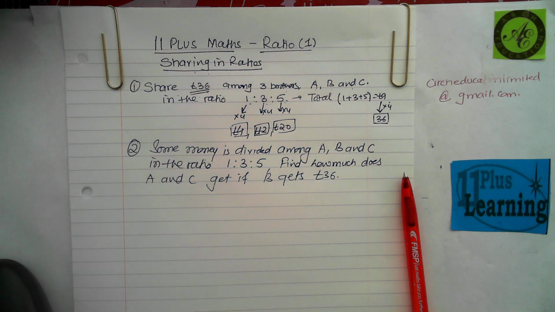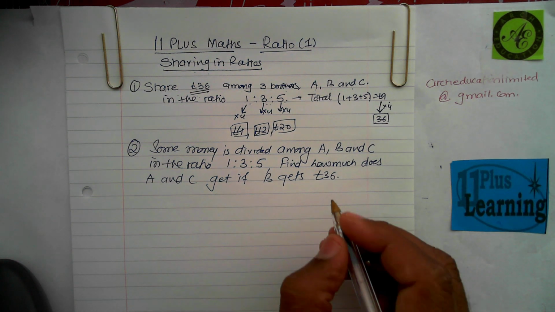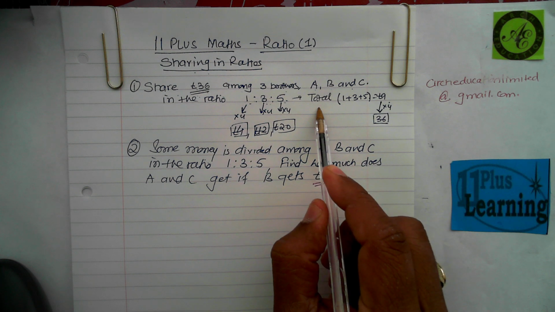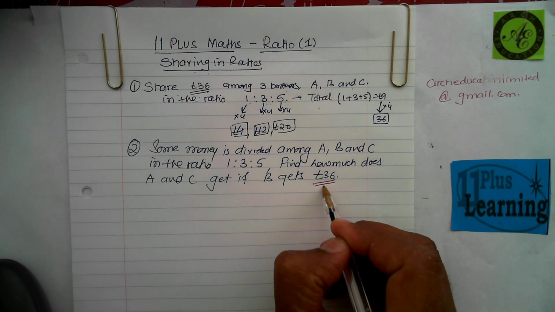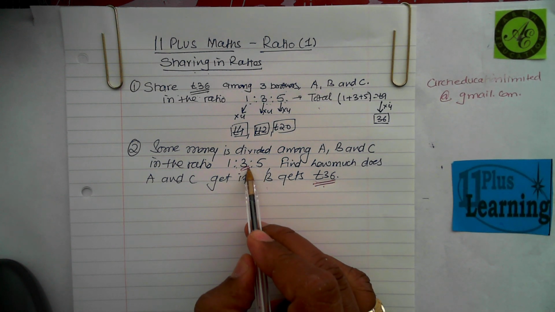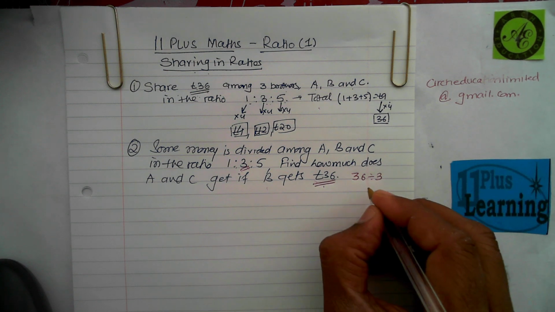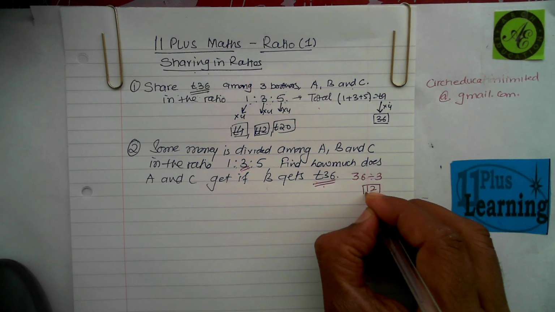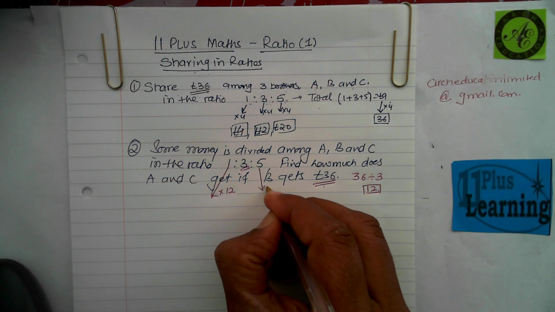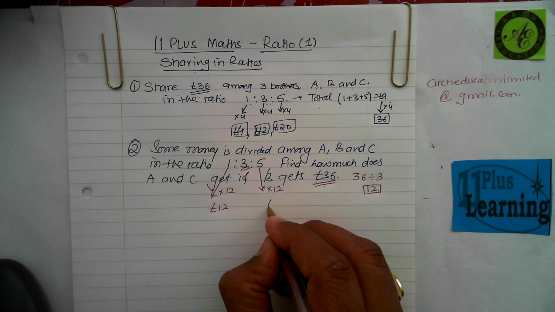Okay, and the answer, I'm sure you figured it out, is no, because this time the 36 does not represent the total amount to be distributed. This 36 represents 3 of the ratio, because this is the amount B gets. So this time we divide 36 by 3 and get 12. So 12 is the multiplier, so I times A's ratio by 12 and C's ratio by 12 as well. I get £12 there and £60 there.